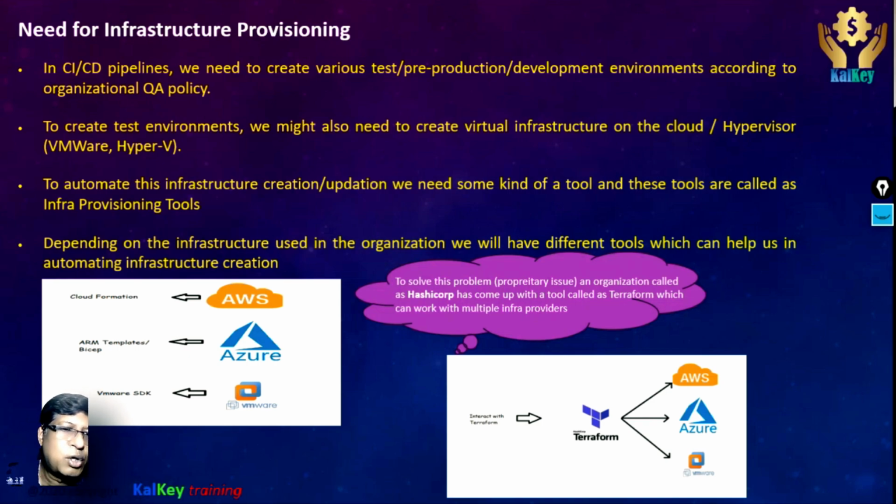Azure has Bicep or ARM templates. Bicep is used over Azure to automatically provision resources. And on VMware, you have the VMware SDK, which will help to provision automatically on VMware. But the VMware SDK cannot work on Azure or AWS. Similarly, CloudFormation cannot work on Azure or VMware or any other cloud. But you can solve this proprietary issue.